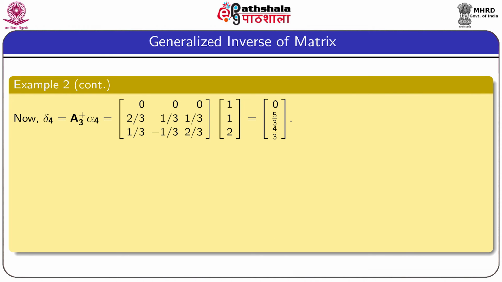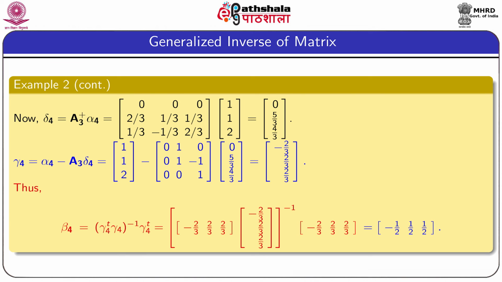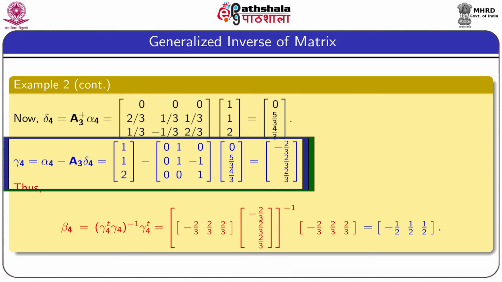Now, delta 4 equal to A3 plus into alpha 4. After simplification, this column vector is 0, 5 by 3, 4 by 3, and the vector gamma 4 equal to alpha 4 minus A3 delta 4, which is equal to minus 2 by 3, 2 by 3, 2 by 3, a column vector.